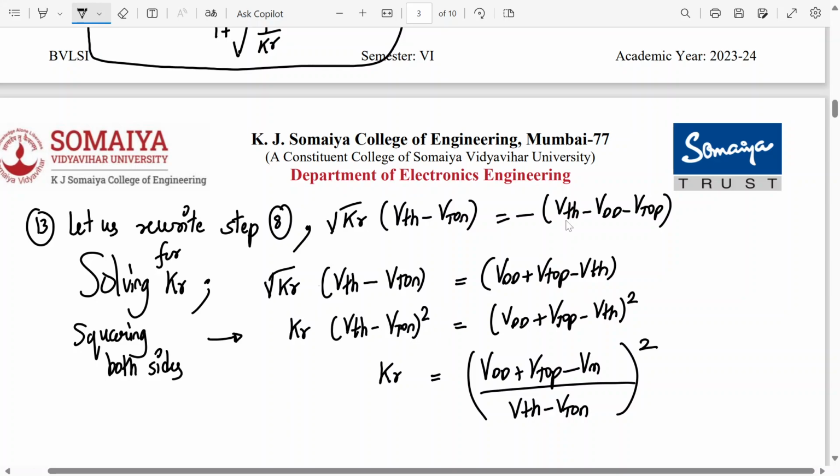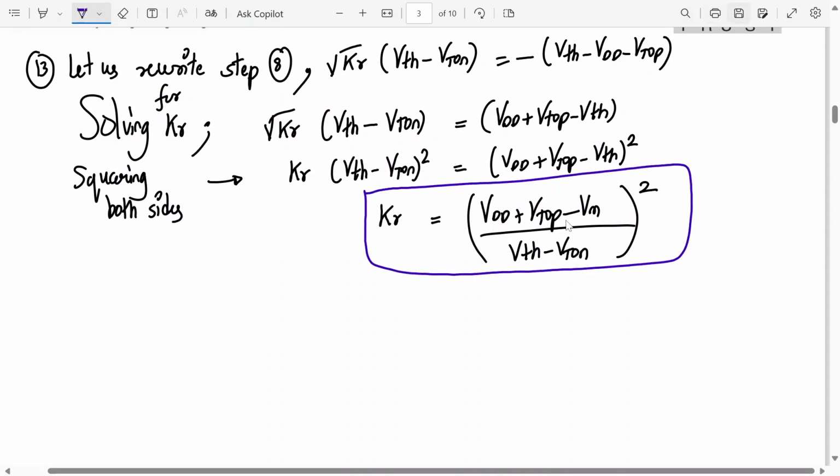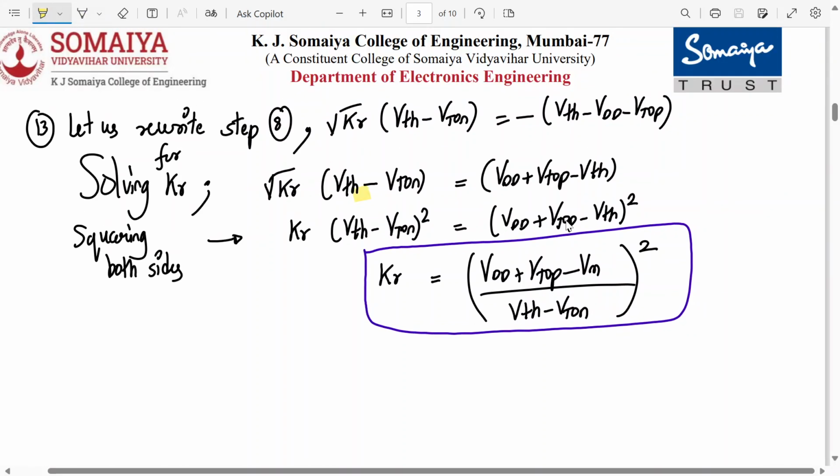This is also very important. Sometimes we have to find out the inverter ratio, and during those times this formula will come in handy. So please note it down. Whatever I'm putting inside the box, please note it down. This is the formula for the inverter ratio.